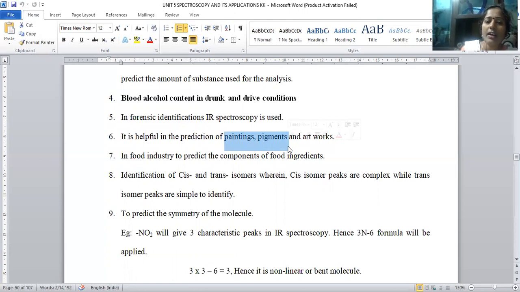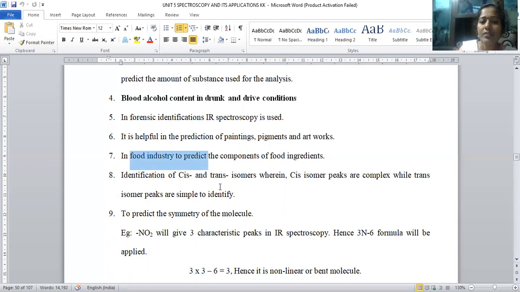And next, archaeological paintings and pigments. What is the age of the paint or pigments present in that painting? That can be easily predicted by infrared spectroscopy. Archaeological findings are most important in order to collect our history and to know about our past generations. That kind of diagnosis or research can be carried out by using infrared spectroscopy.